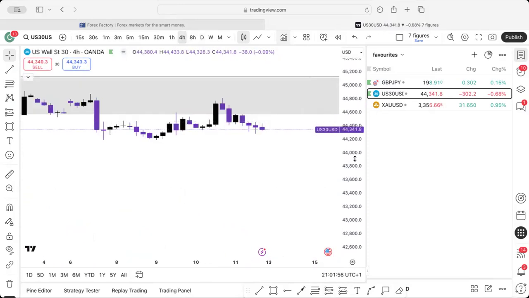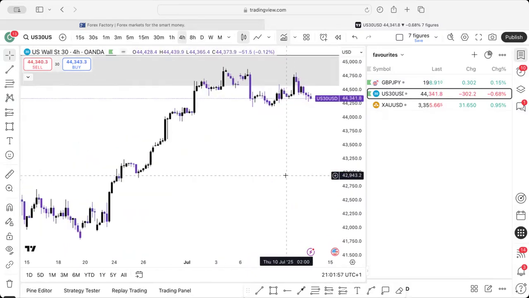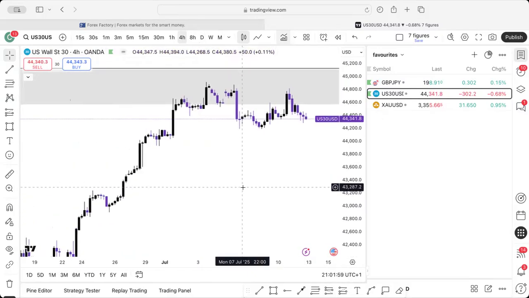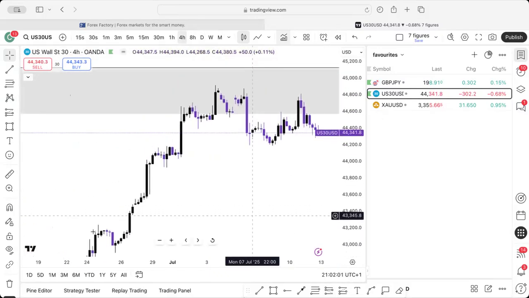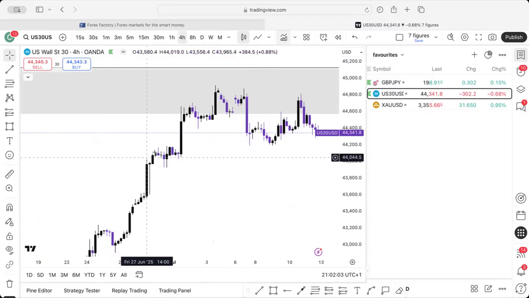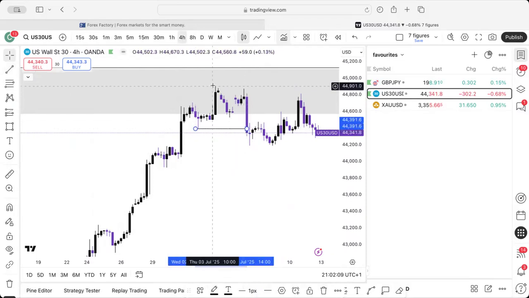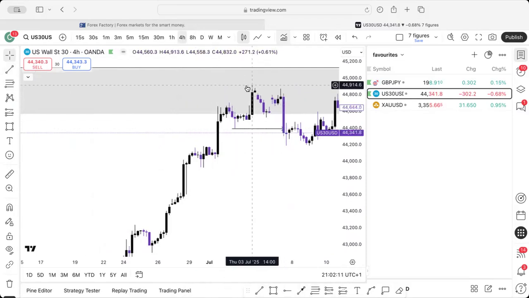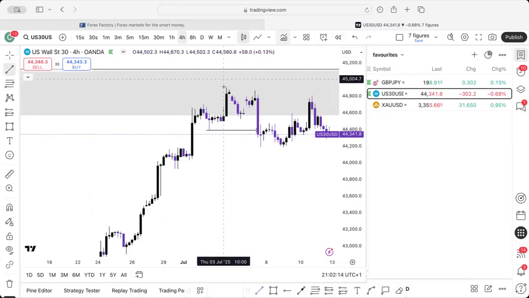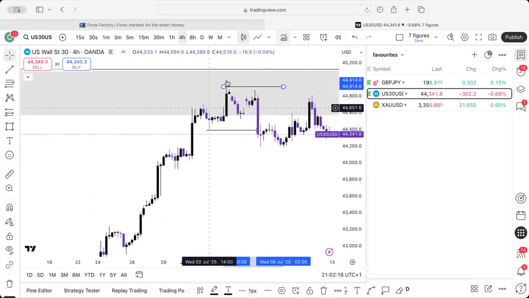Let's jump down to the 4 hour. And you can see that price was in bullish market structure on the 4 hour, making higher highs and higher lows, as you can see here. This was our last higher low on the 4 hour time frame, and this was our most recent high. So you can see price actually did break structure to the downside.